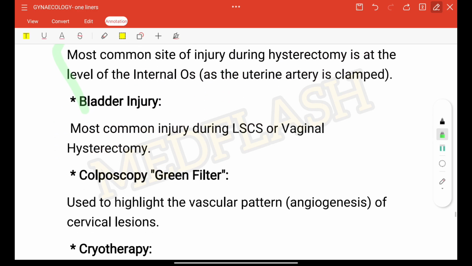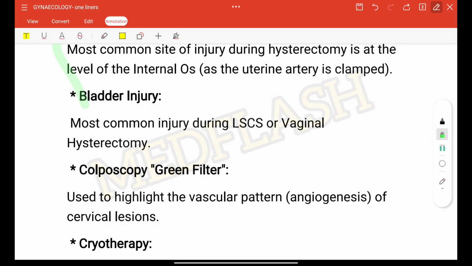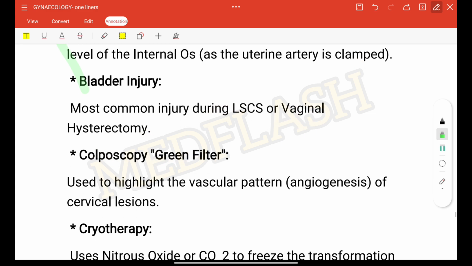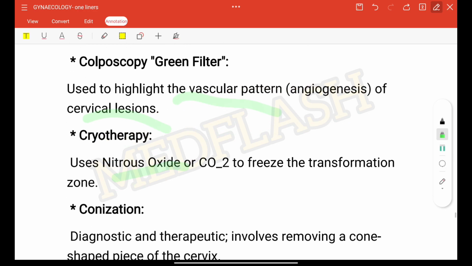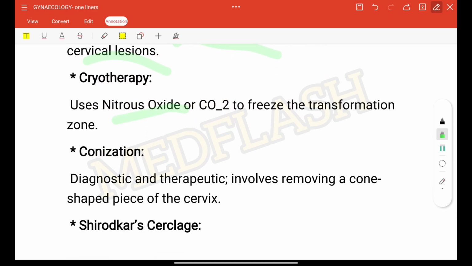Bladder injury: the most common injury during LSCS or vaginal hysterectomy. Colposcopy: a green filter is used to highlight the vascular pattern of cervical lesions. Cryotherapy uses nitrous oxide or carbon dioxide to freeze the transformation zone. Conization, diagnostic and therapeutic, involves removing a cone-shaped piece of cervix.